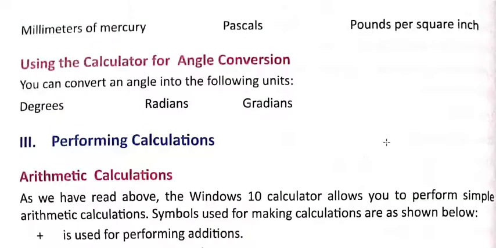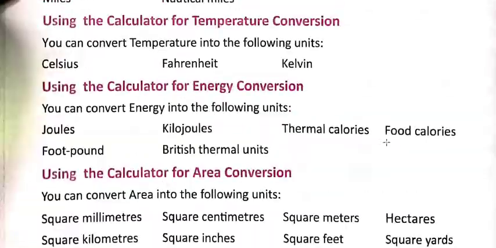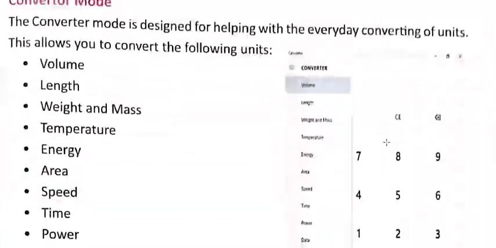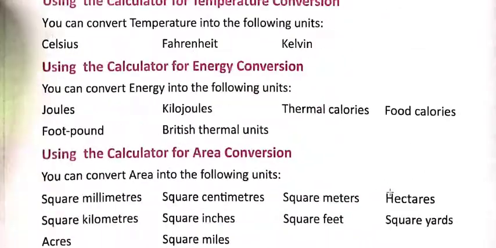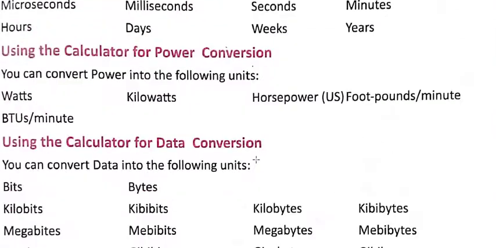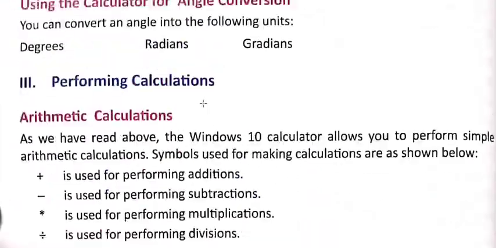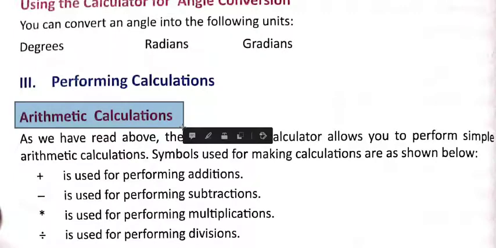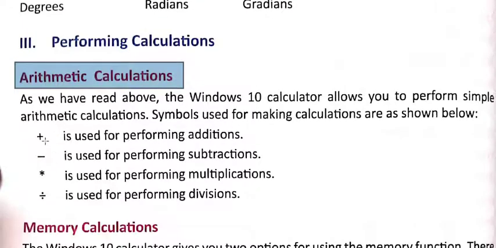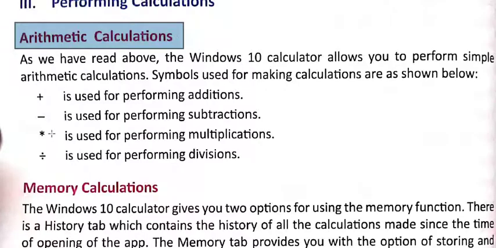We have already discussed the converter mode, standard mode, scientific mode and programmer mode of the calculator. Today we will start discussing performing calculations. How are arithmetic calculations performed in the calculator? It is performed by using some symbols, and the symbols are given here. See, plus, minus, multiplication and division. We will see these buttons in our calculator application.